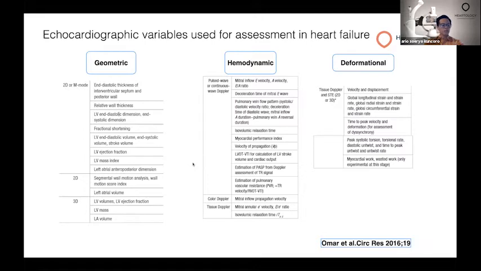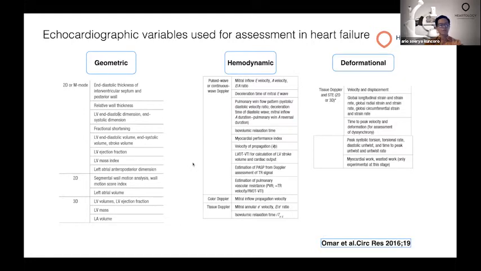Basically, the echo can help the heart failure assessment, which is able to comprise at least three parts of assessment: geometric assessment, hemodynamic assessment, and deformational or imaging assessment. Geometric mostly deals with the dimensions, calculation of left ventricle functions from conversion of 2D or 3D indices such as ejection fraction, which I already mentioned, and others will be LV mass or LV remodeling parameters.